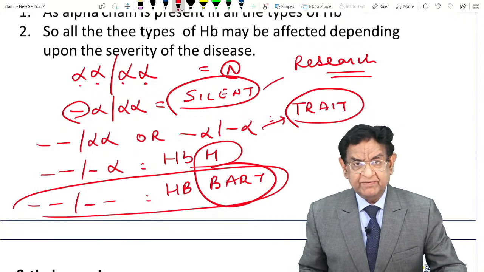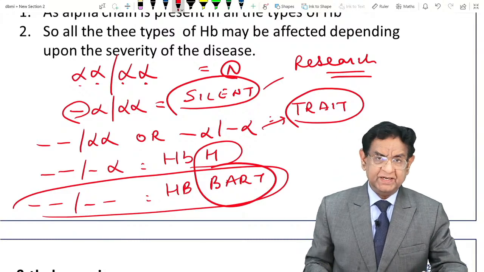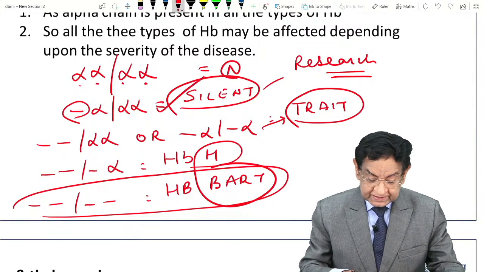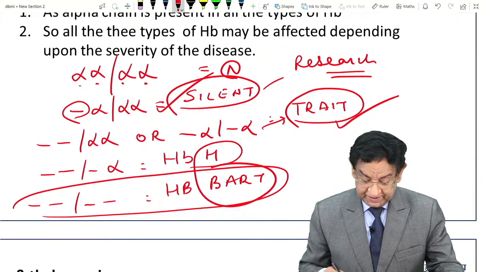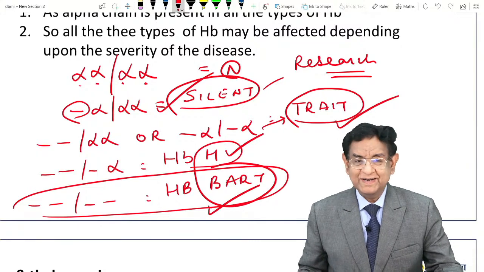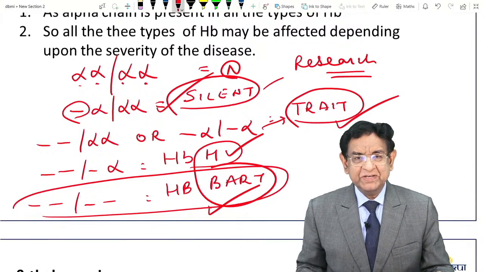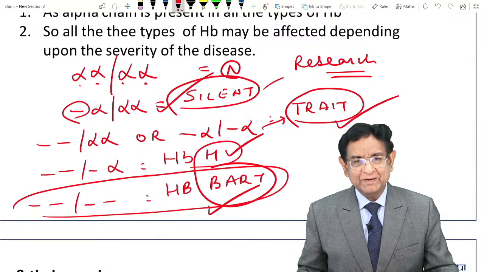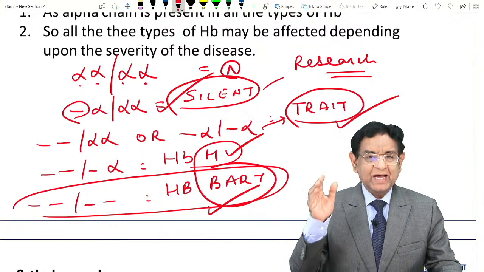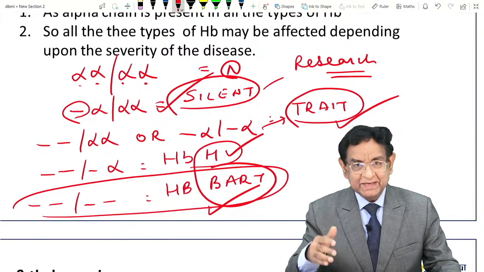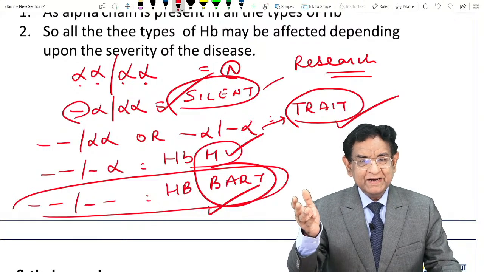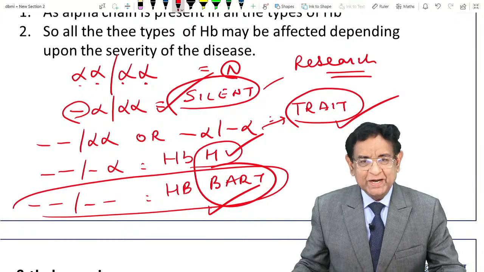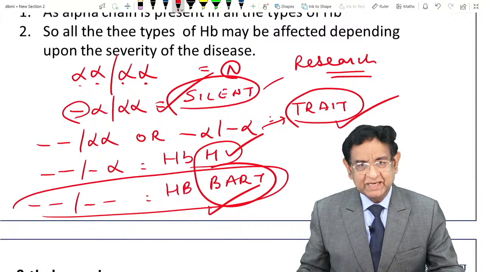Well, we can even have a poem. Let's have fun learning alpha thalassemia. We can sing a song also, to describe alpha thalassemia. Silent, trait, HbH, Hb Bart is alpha thalassemia. It's just like a nursery rhyme. Recall your nursery days when we all used to sing. Study should be fun, so I request you to speak after me. Silent, trait, HbH, Hb Bart is alpha thalassemia.